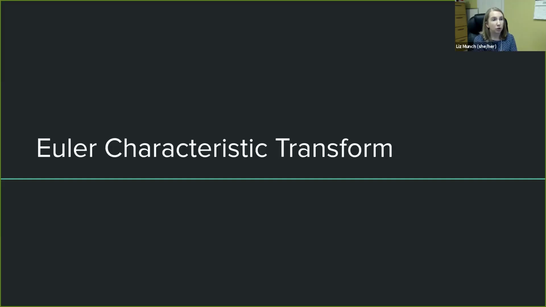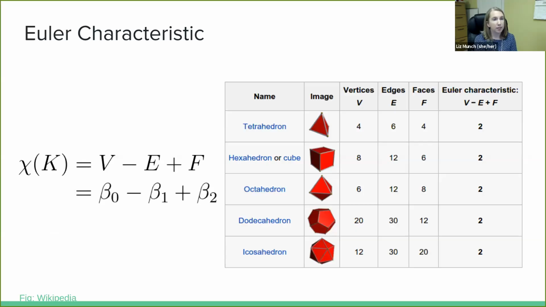All right, so we're going to use the Euler characteristic transform. The idea is, okay, the Euler characteristic, if you've wandered around Wikipedia at all, is very simple to compute for a shape.